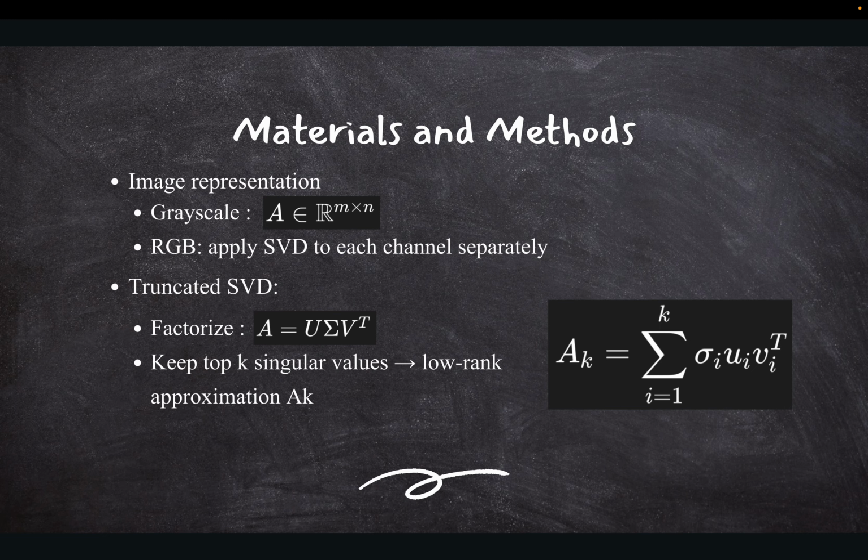When we look at these values, they usually drop off very quickly in a trend called decay. This decay is the key to compression. Usually, just the first few singular values carry most of the image's information. This explains why we can throw away 90% of the data and still see a clear, recognizable image. According to the Eckart-Young theorem, truncated SVD gives us the best possible low-rank approximation of our original image at a specific size.